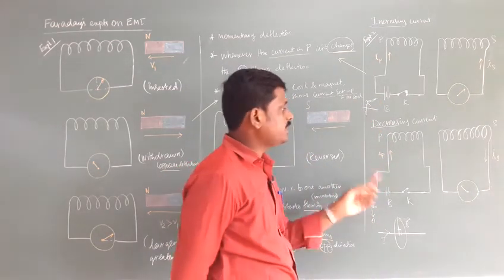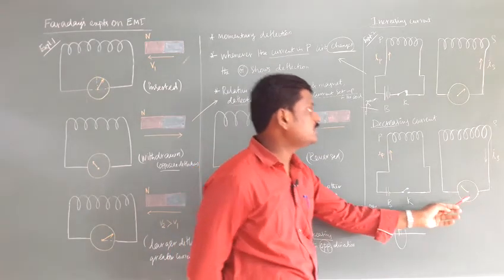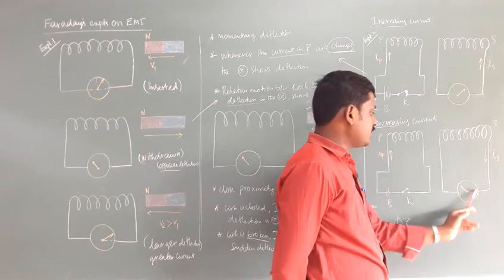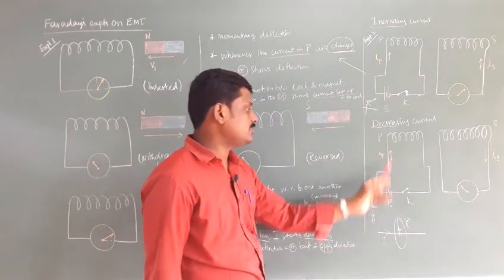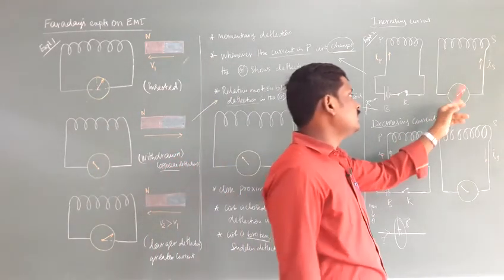That means a change in current, so there is a change in magnetic flux. So there is a momentary deflection, but in the opposite direction. Here it is from left to right, here right to left. But again it reaches 0. When the current reaches 0 or reaches maximum, there is no deflection in the galvanometer.